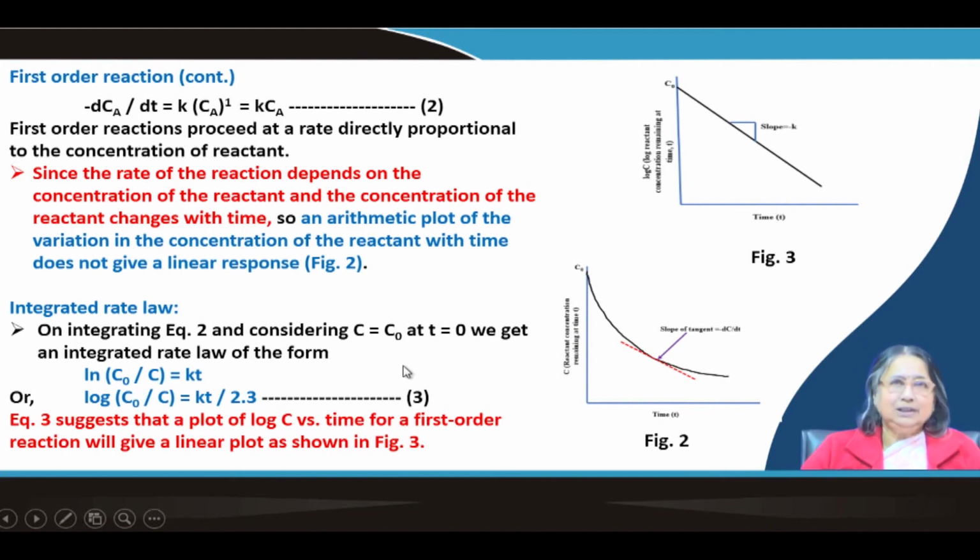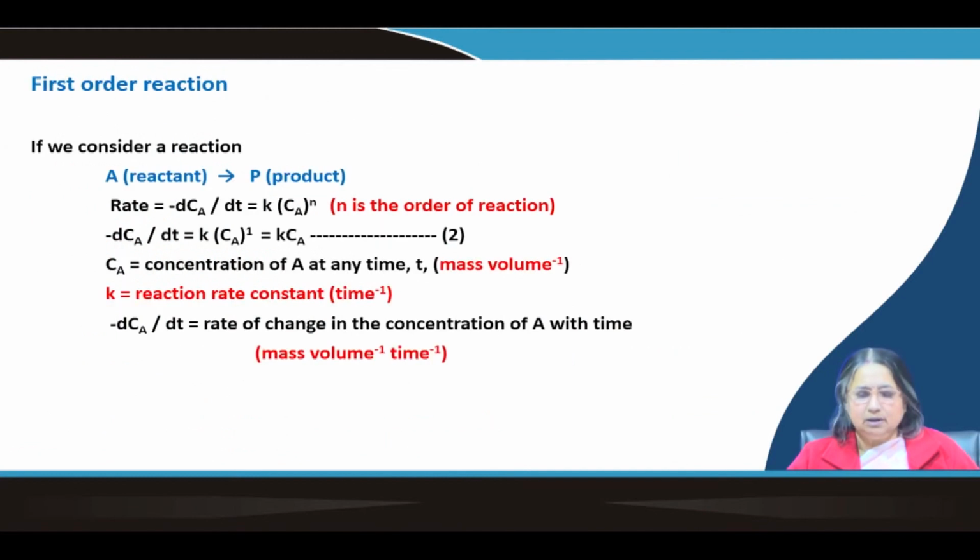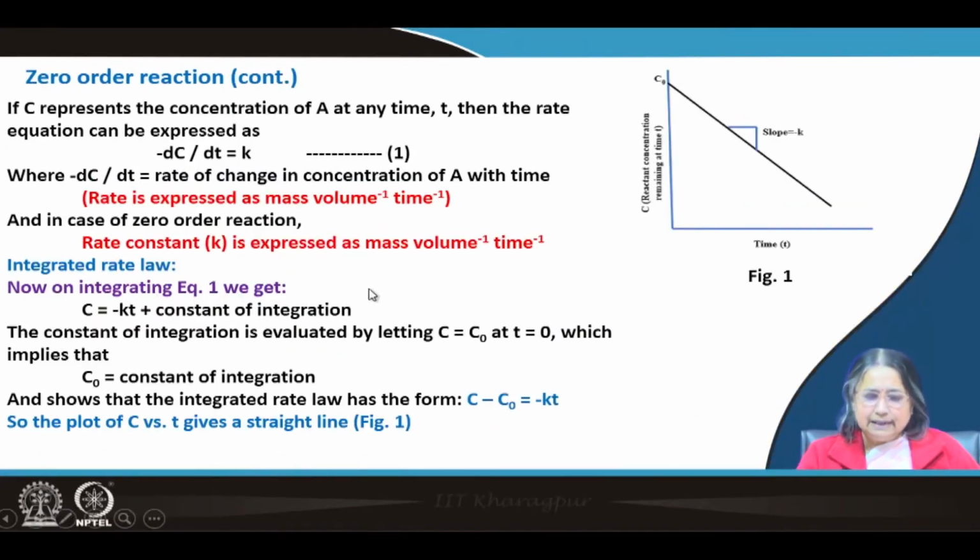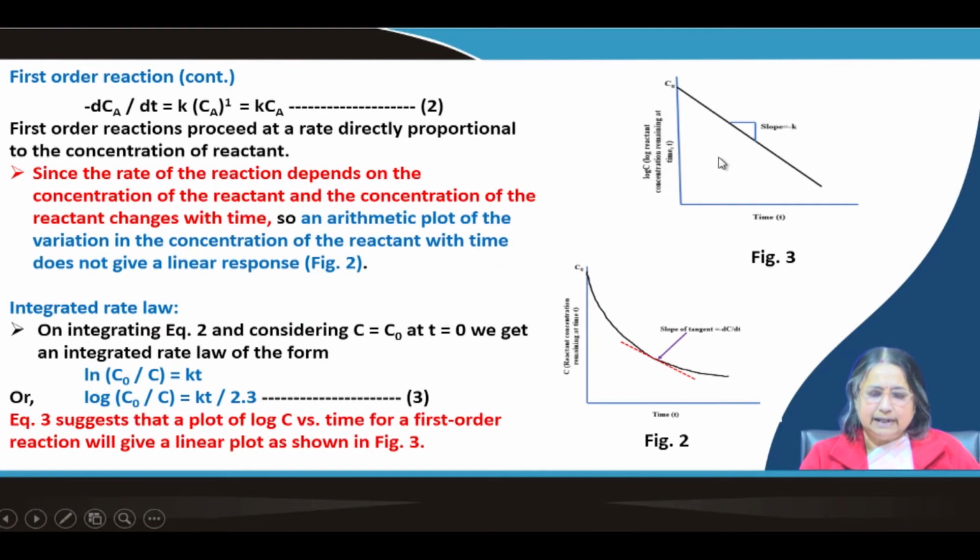Now, previously we have seen that for the zero order reaction, concentration versus time will give a straight line. But in case of first order reaction, you have to plot log or ln versus time, then you will get a straight line. This is the difference between the zero order and first order reactions. Both are the integrated rate law.